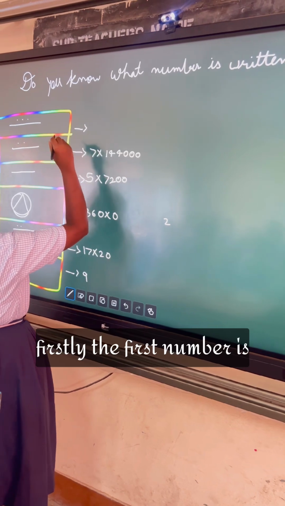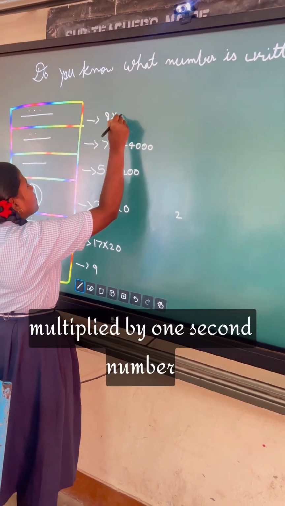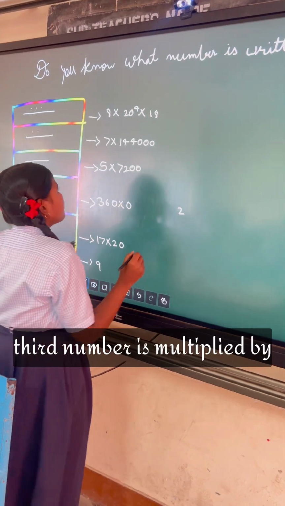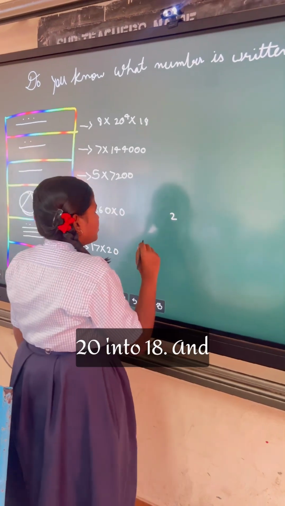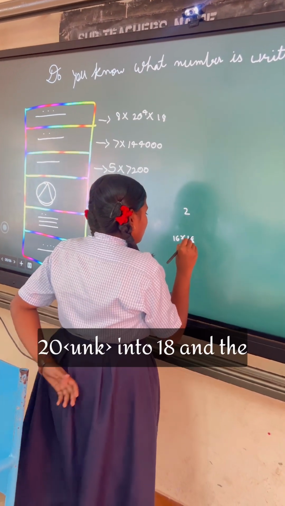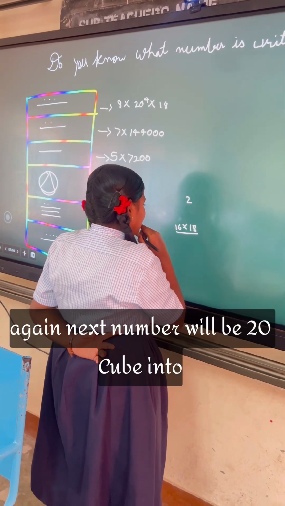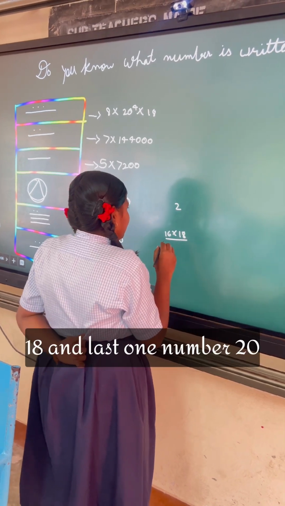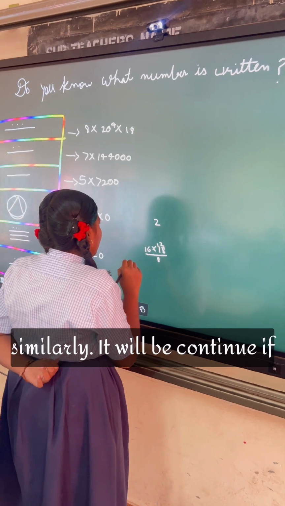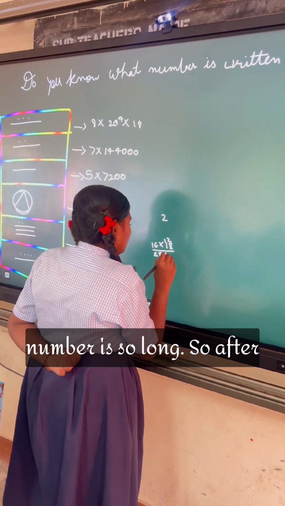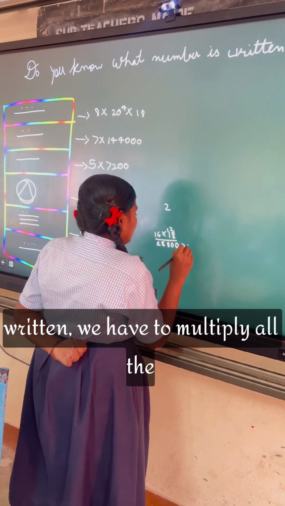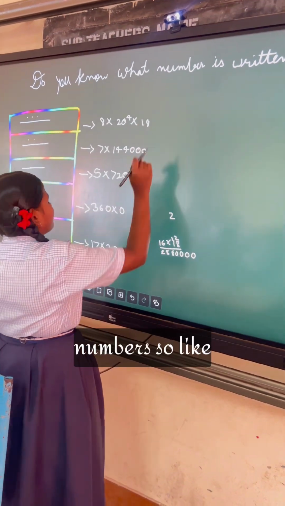So firstly, the first number is multiplied by 1, the second number is multiplied by 20, and the third number is multiplied by 20 into 18, and the next number will be multiplied by 20 square into 18, and the next number will be 20 cube into 18, and the last one 20 power 4 into 18, and similarly it will continue if the number is so long. After that, whatever the numbers written, we have to multiply all the numbers.